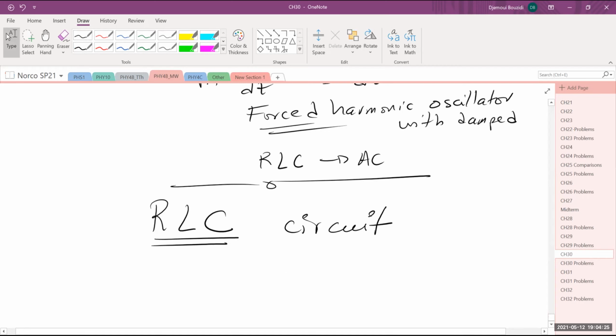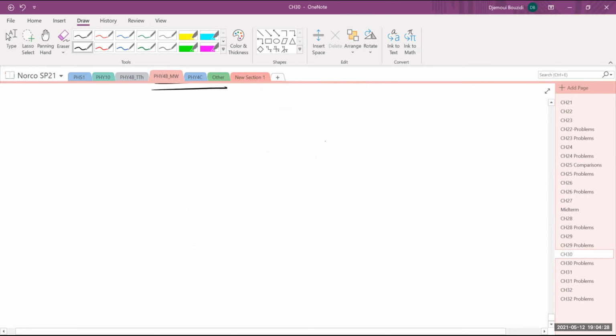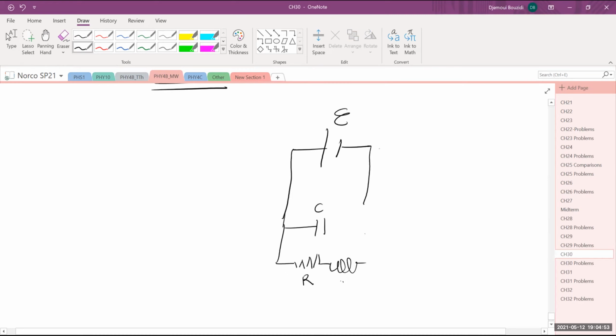So imagine with me the following scenario. We have a battery of a given EMF, and the battery is connected to, we have a capacitor in here, C, and we have a resistor, R, and we have an inductor, L, and they're connected via what is known as an AB switch. So you have an AB switch. So this is the position A, this is the position B of the switch.